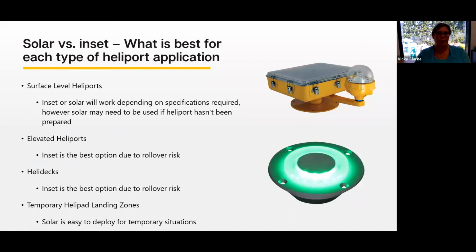Once we know how and where your helipad is used and how it's operated, we can look at the most appropriate lighting options for you. We have three primary types of helipad lighting: inset, elevated, and solar. Surface level helipads have the most flexibility of choice with the lighting, as all options are appropriate depending on the use of the helipad.